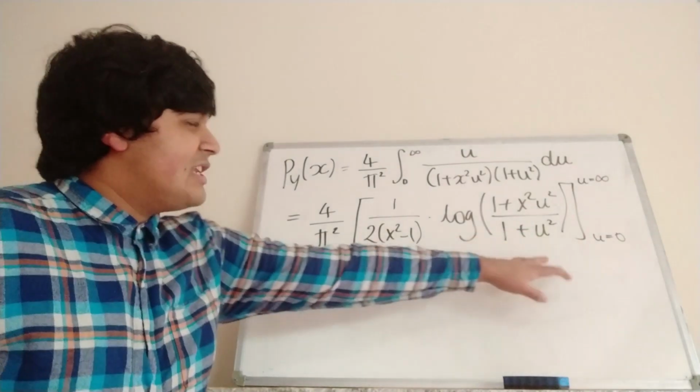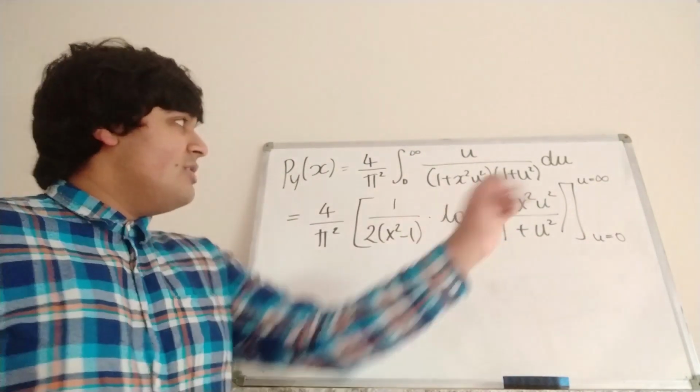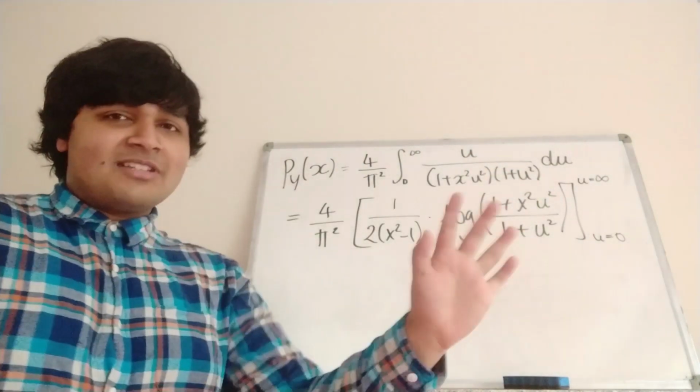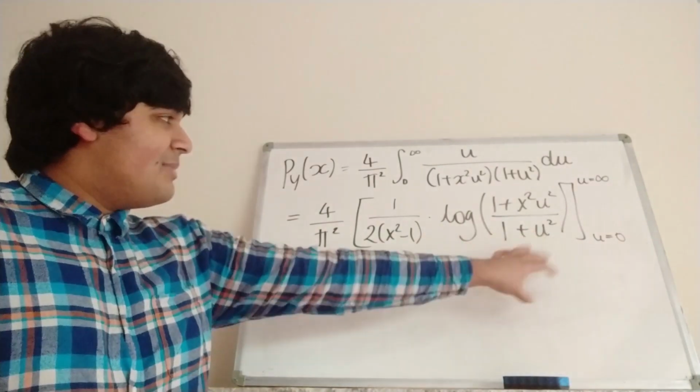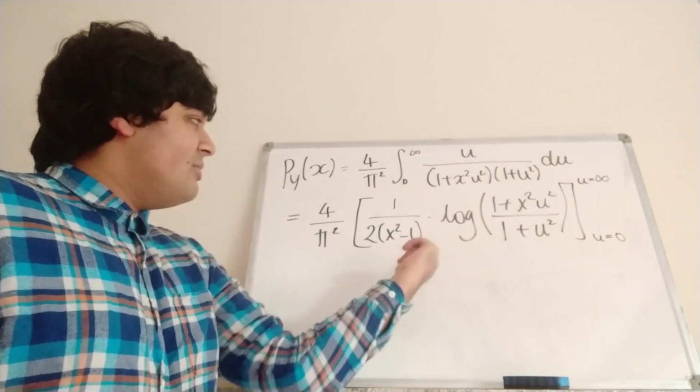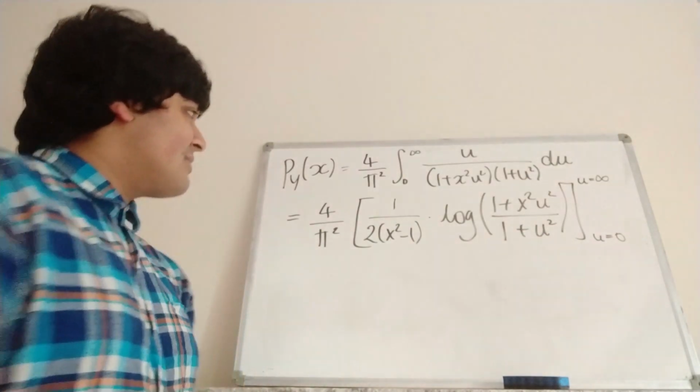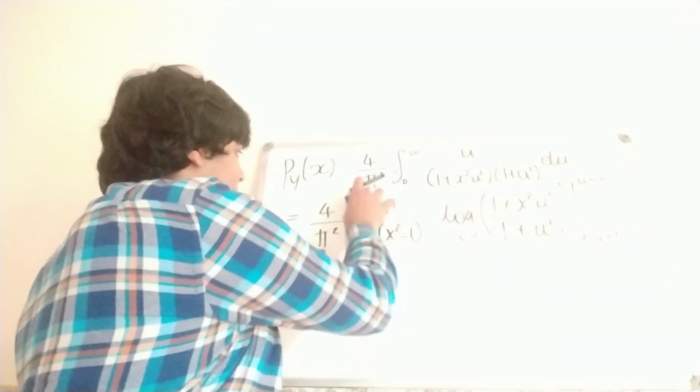Okay, so if you differentiate this thing here in the square brackets with respect to u, you get this thing here. Okay, and I'll just leave that as a little exercise to you. Now, because we're integrating with respect to u, this thing here is a constant, so we can just bring it outside the square brackets, like so.